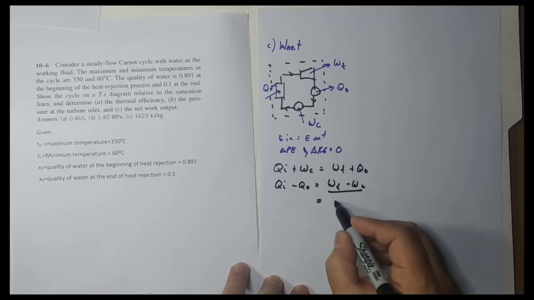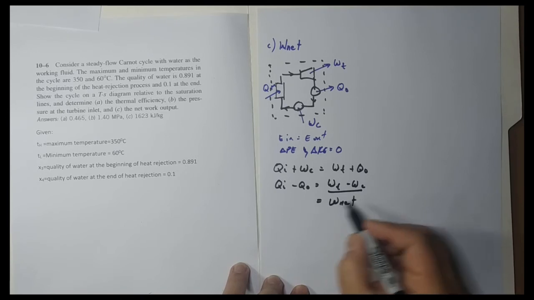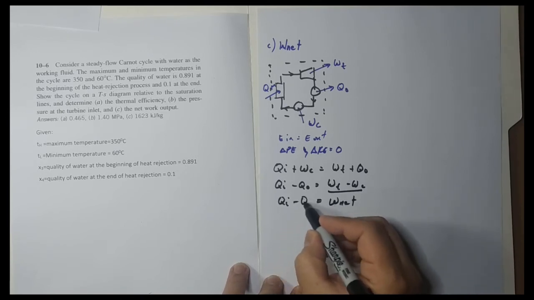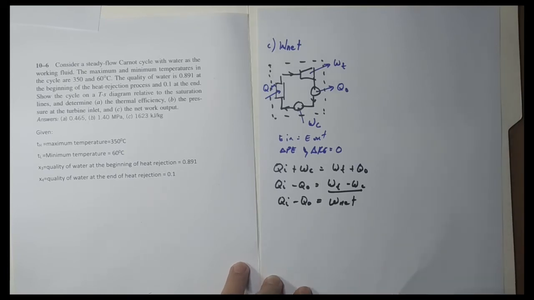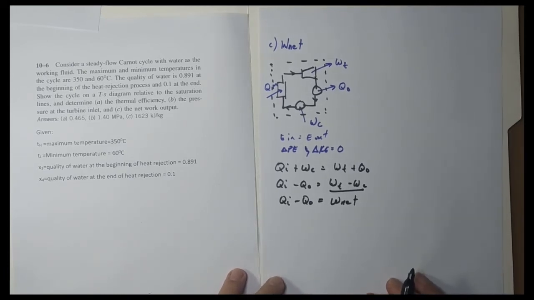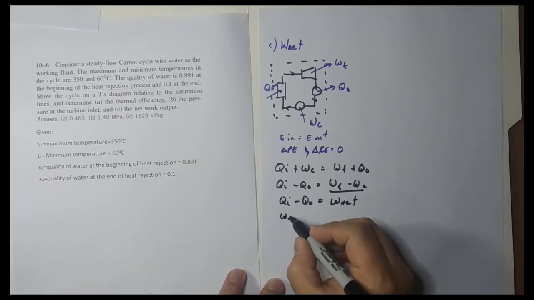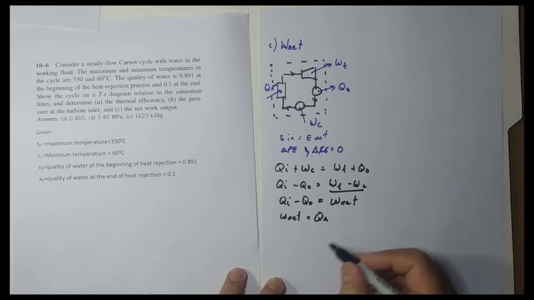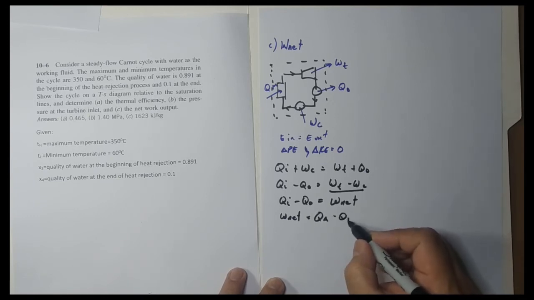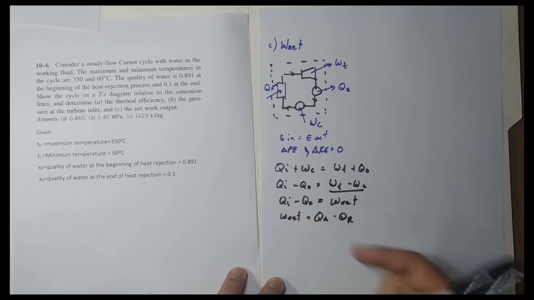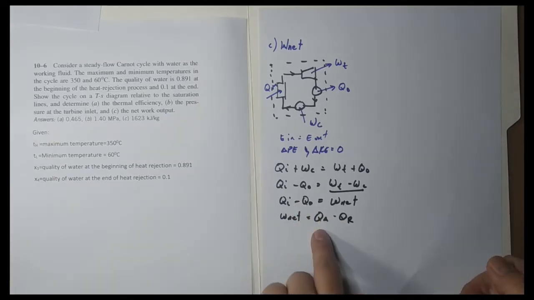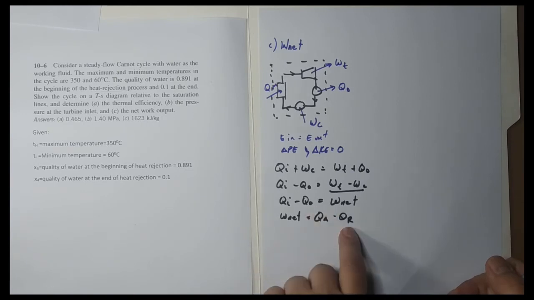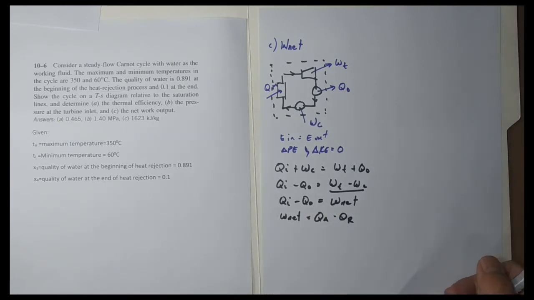Ito, ang tawag dyan, work net. So, ang work net is Q in minus Q out. So, ganun lang naman siya. Yan. So, work net equals Q, kung minsan sinasabi na work added minus work rejected. Same din yan. In, added, out, rejected, they're the same.